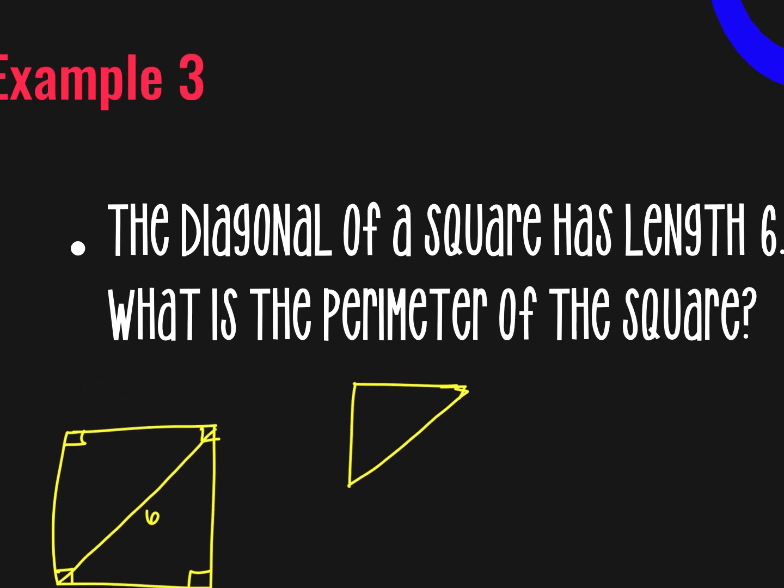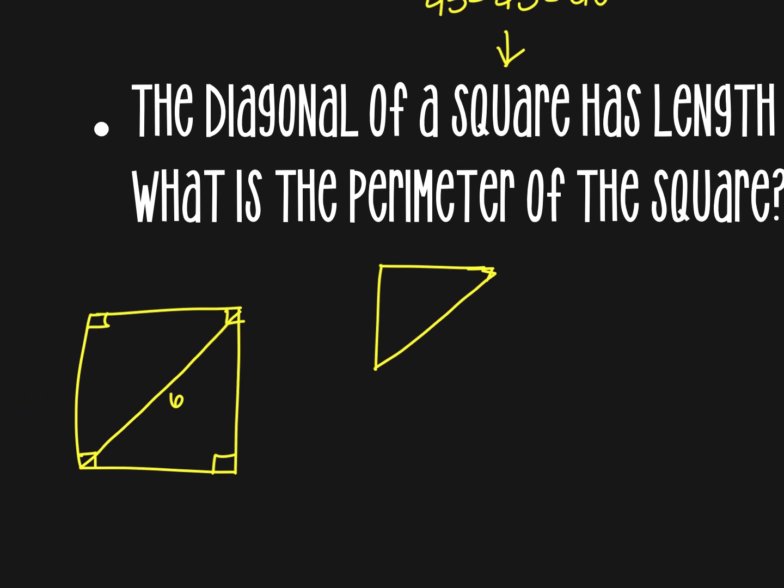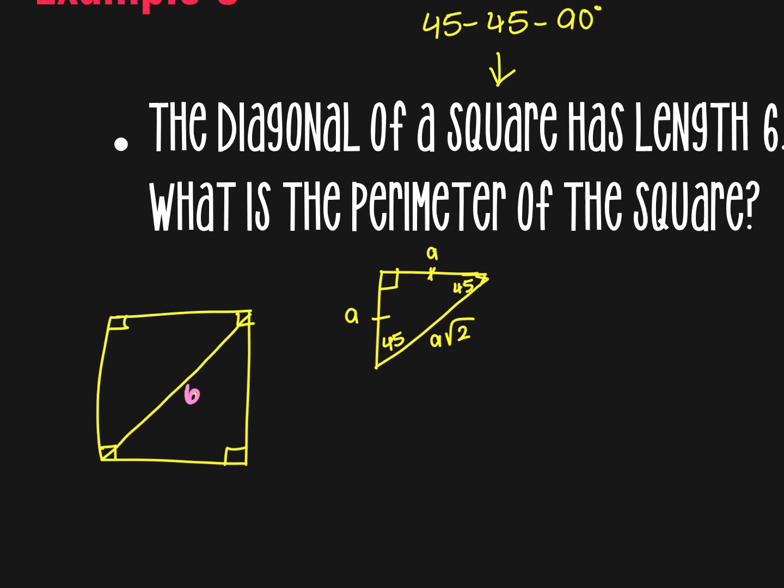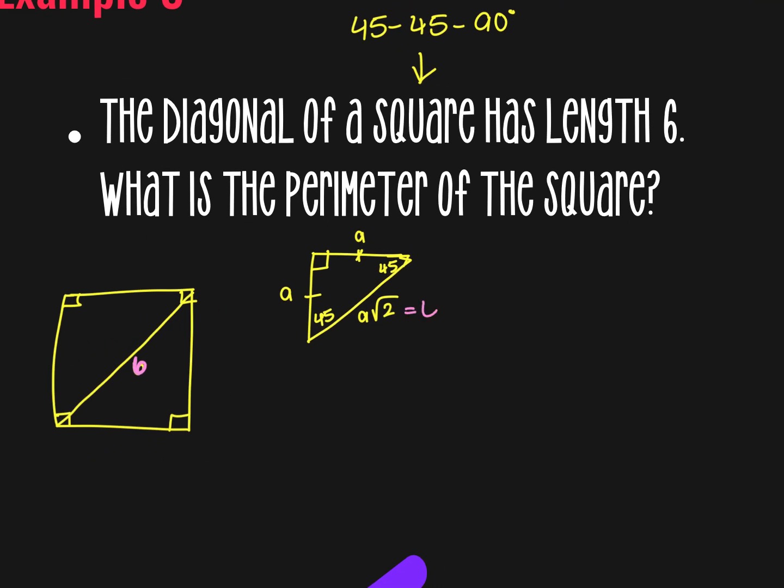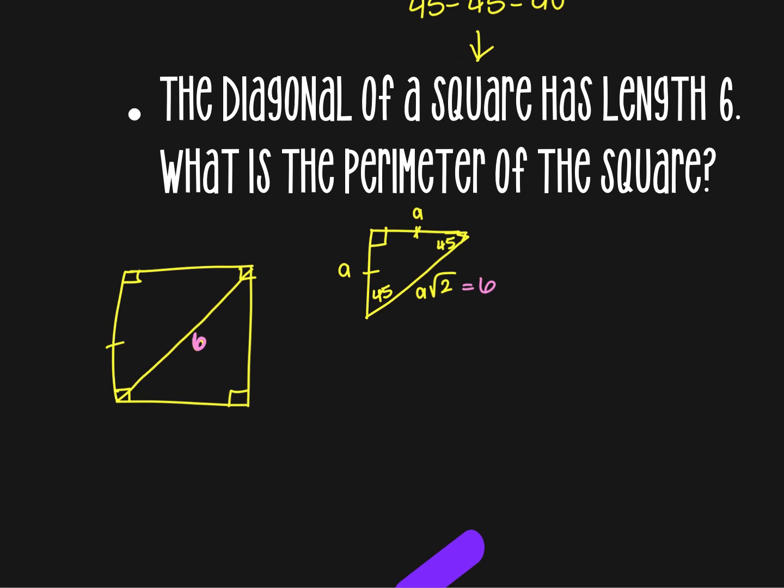Okay, let me write that up here. I have a square. I'm going to have a 45, 45, 90 for my square. Here's my 90-degree angle. Here's my 45, 45. I know these sides are going to be congruent. I know I'm going to have A radical 2. They told me that my diagonal was 6. Okay, so this is going to equal 6 right here. So I need to solve for A. Remember, they're asking me for the perimeter, and all my sides are going to be equal.